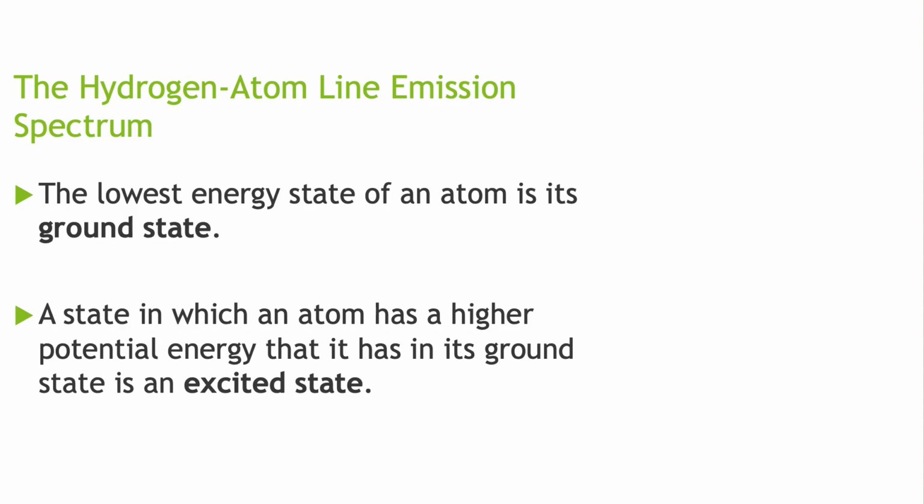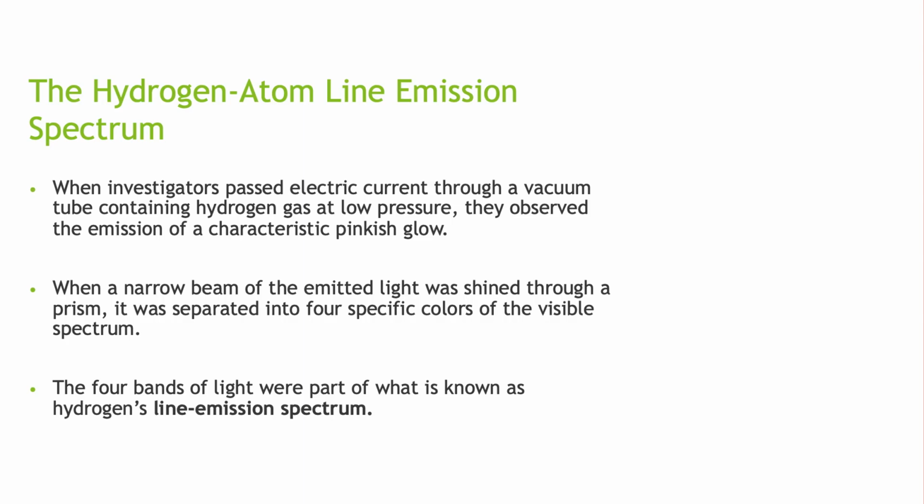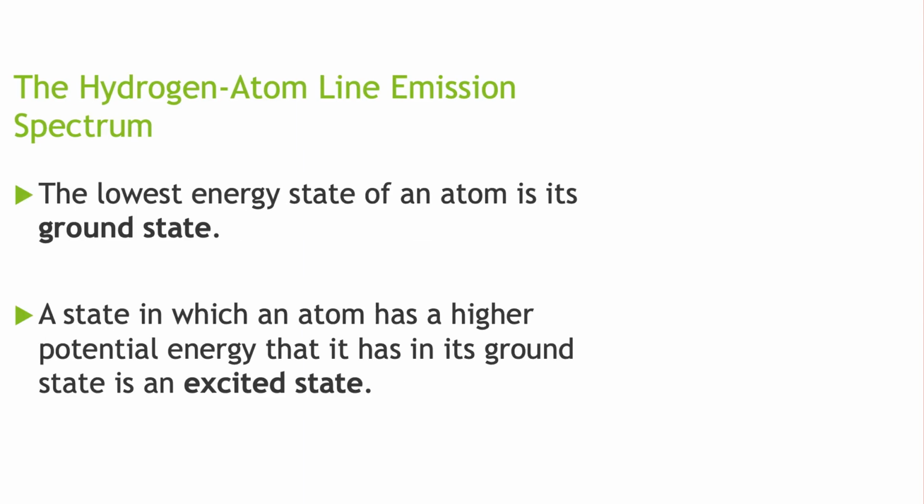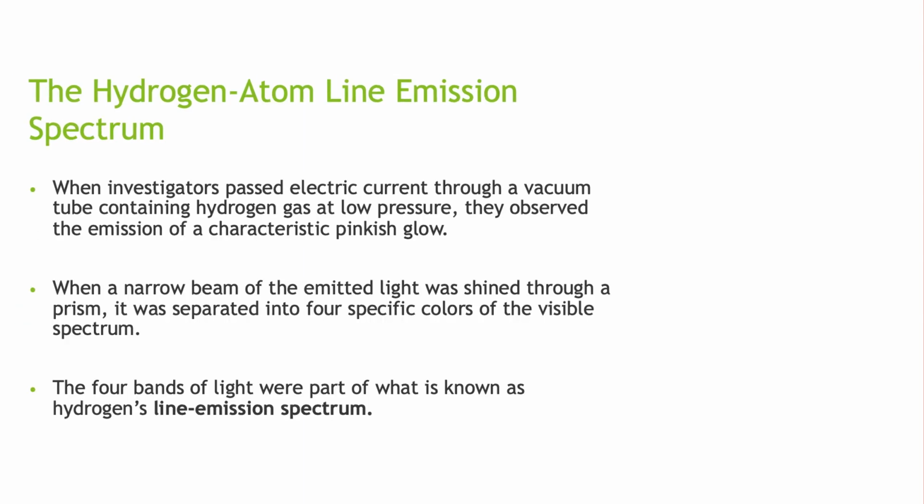A state in which an atom has a higher potential energy than it has in its ground state is an excited state. When you're at your lowest energy level, you're on the ground. As you go up, it's an excited state because there's more energy. And usually, when you have more energy about something, you're excited.